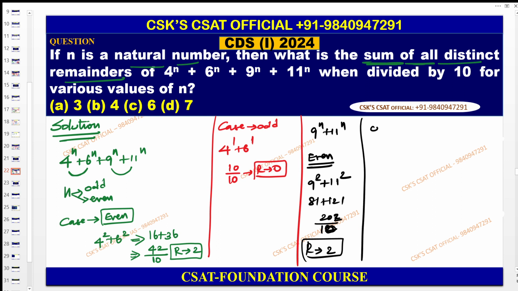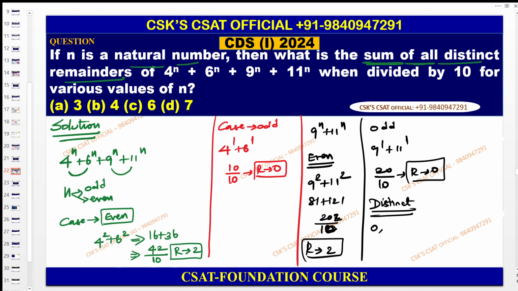Now what happens when the case is odd? 9 power 1 plus 11 power 1 is 20, divided by 10, the remainder becomes 0. So this is also possible, but listen carefully, you need to take the distinct ones. Let us take 0 one time here, 2 here, then again a 2. Why? Because they are in a summation. So what do we have to do? 0 plus 2 plus 2 plus 0, which is equal to 4.